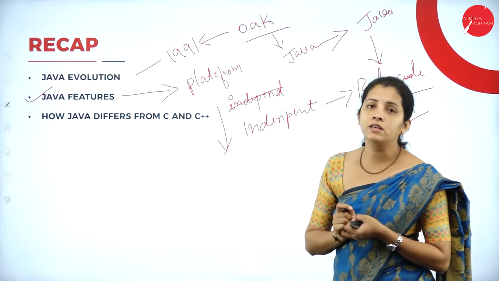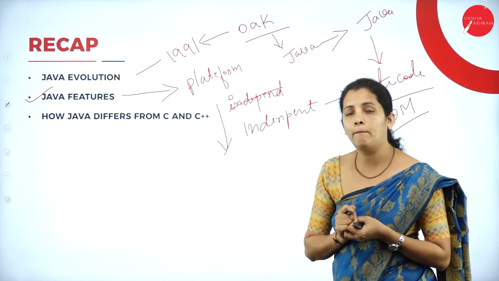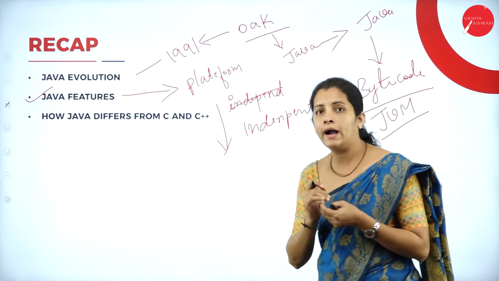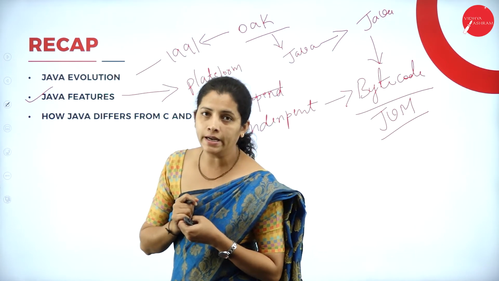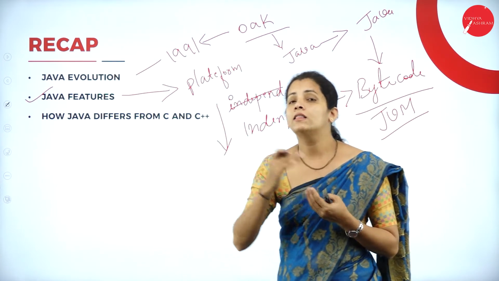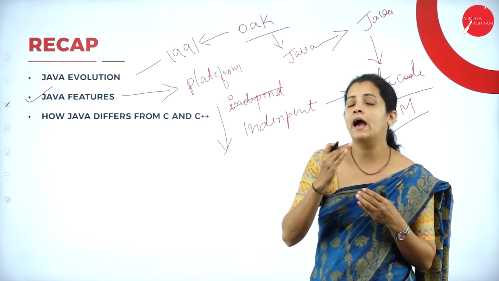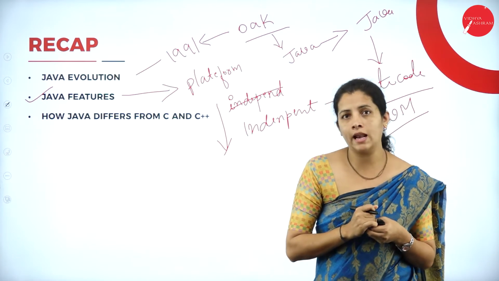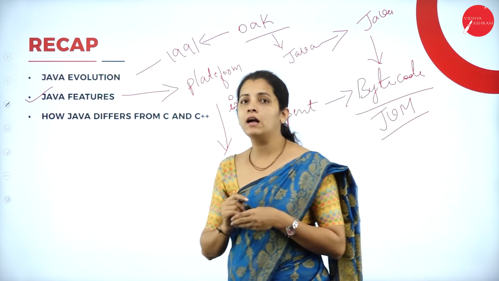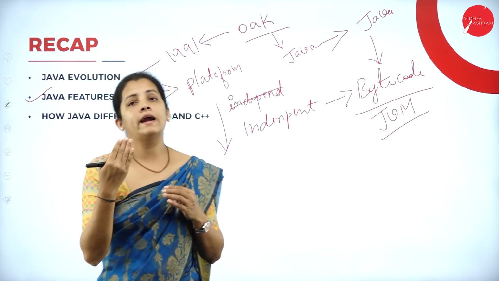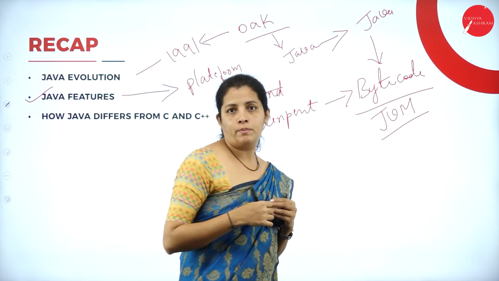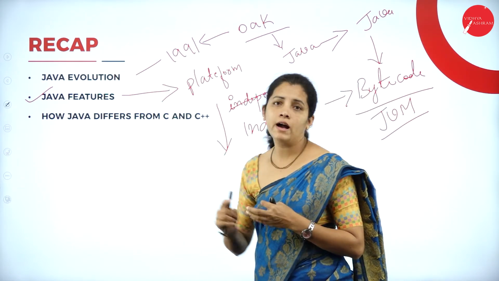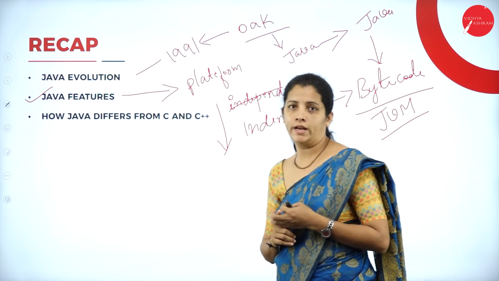And another feature we are going to have is compiled and interpreted. That means Java code is compiled and it is interpreted. But if I consider other programming languages, it may be a compiled or it may be an interpreted programming language. But in Java, Java is compiled and Java is interpreted programming language.